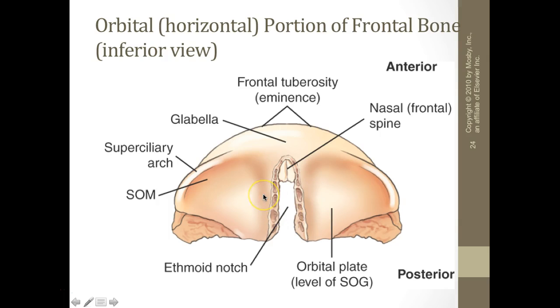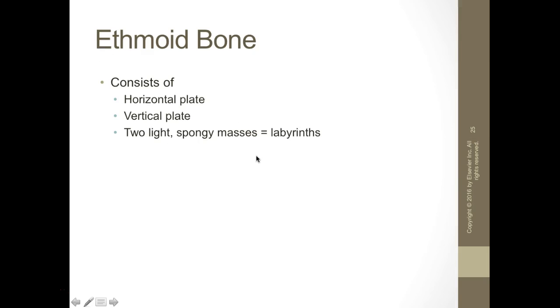All right, so this is looking bottom up. So we have your glabella, so your nasion will be down here. Here's your nasal spine. You have your orbital plate here, and this is your notch where your ethmoid goes. So it's called the ethmoidal notch. Here's your supraorbital margin and your superciliary arch.